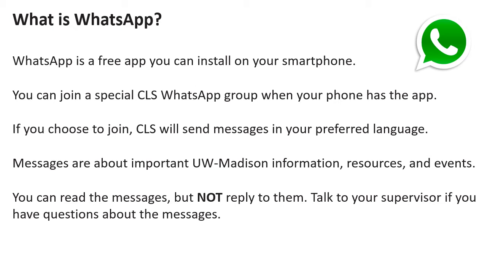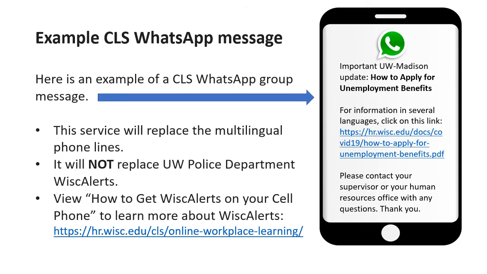Messages are about important UW-Madison information, resources, and events. You can read the messages but not reply to them. Talk to your supervisor if you have questions about the messages. Here is an example of a CLS WhatsApp group message. Look at the picture of the phone on the right. You can see the WhatsApp icon and an example message about unemployment benefits.